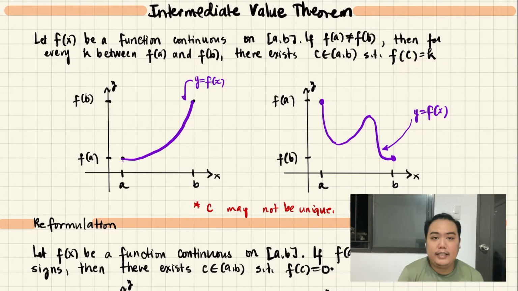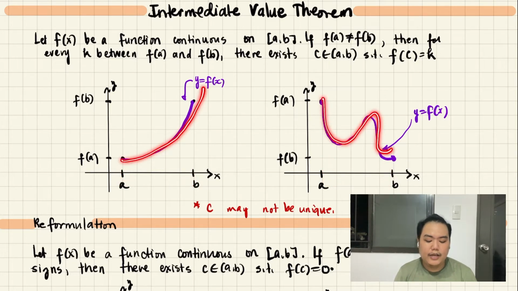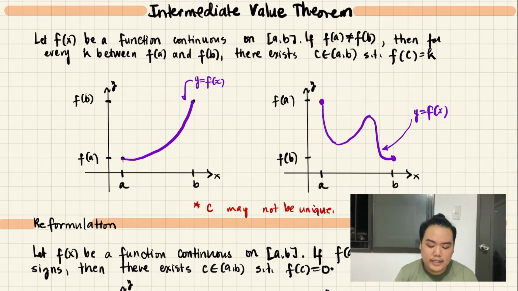So, tingnan natin siya graphically kasi mas madali siyang maintindihan kung meron tayong picture. This is your closed interval AB. And then you have your continuous function on AB. So you can draw the function without lifting your pen in the interval AB. At yung sinasabi ng f of A is not equal to f of B, we have two cases for that.